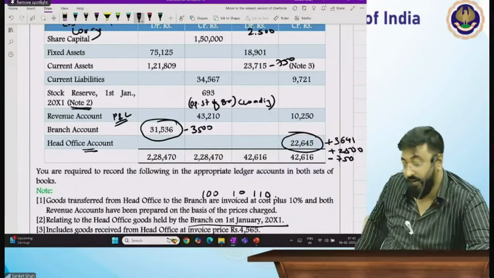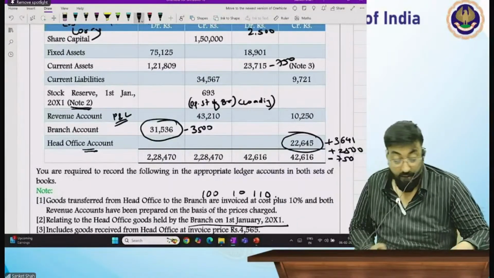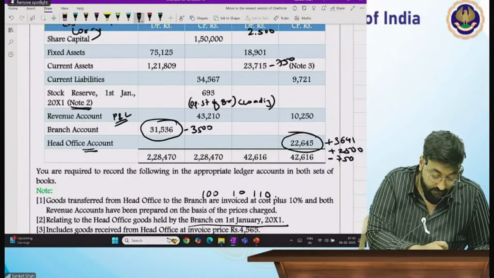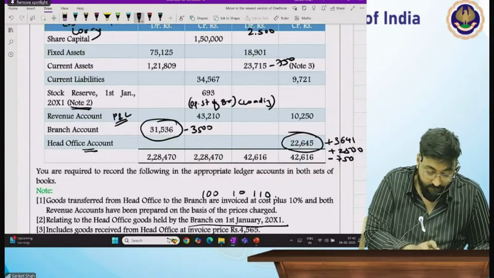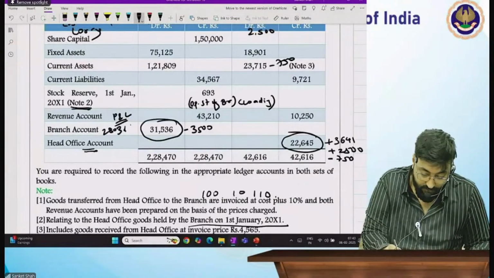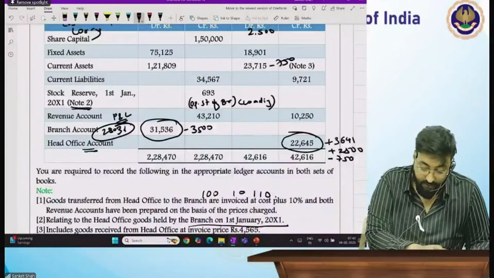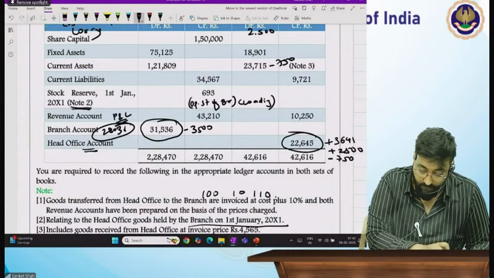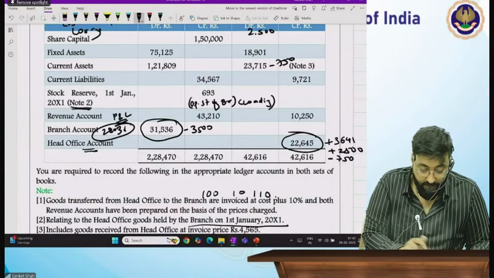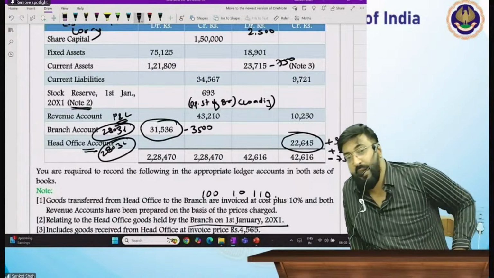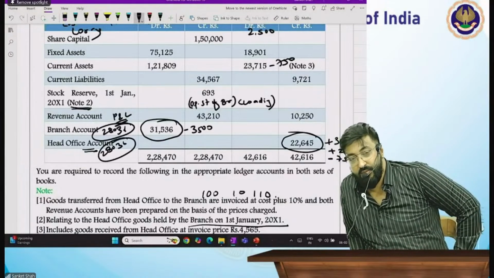Minus 750. Now tell me, what is the balance in this account? 31536 minus 3500. So what is the balance? 28036. Correct? Yes, sir. And second one, 22645 plus 3641 plus 2500 minus 750, 28036. Balance is matching. Yes, sir.